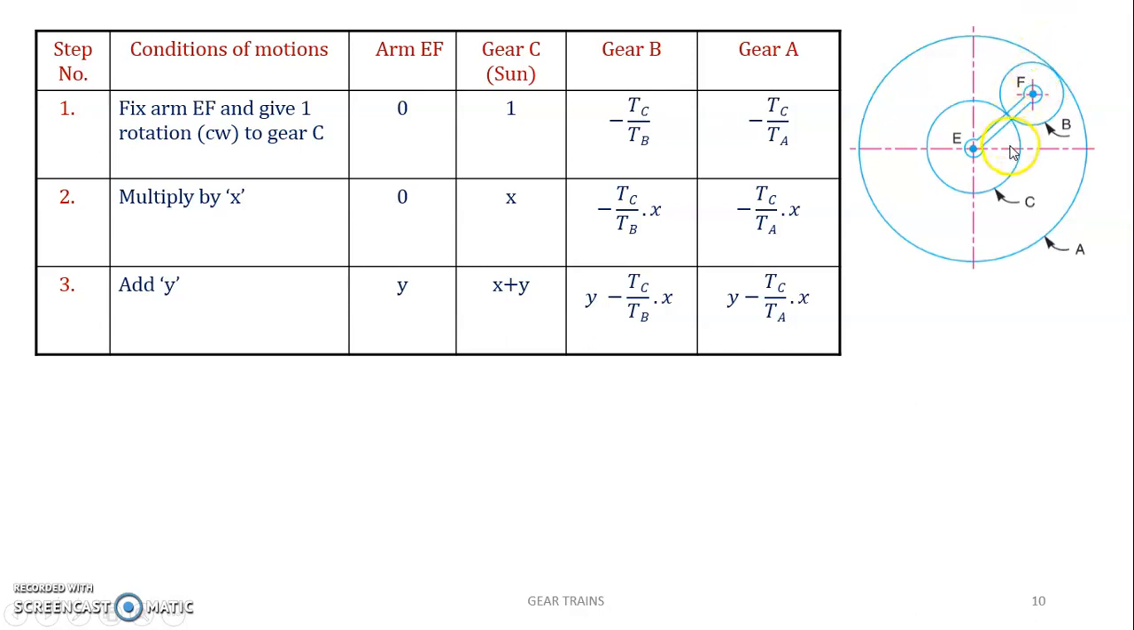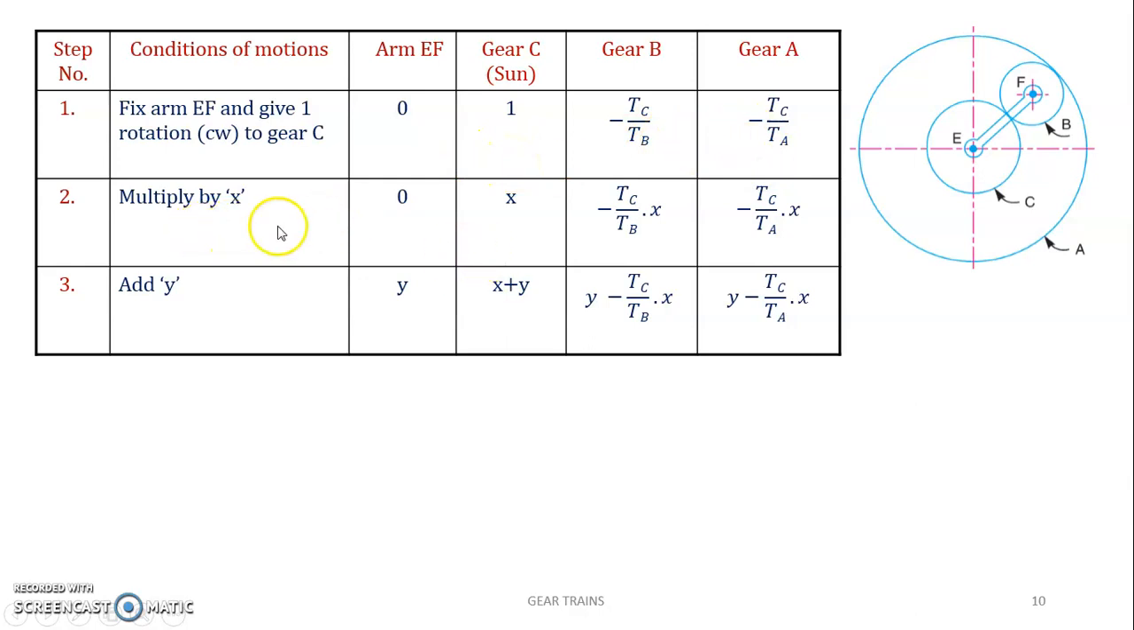Hence, the direction of gear A with respect to gear C is opposite. Hence, again, this is minus. Then number of teeth on driver, that is TC, divided by teeth on follower, that is TA. Next, once you get this expression, the problem is as good as solved.